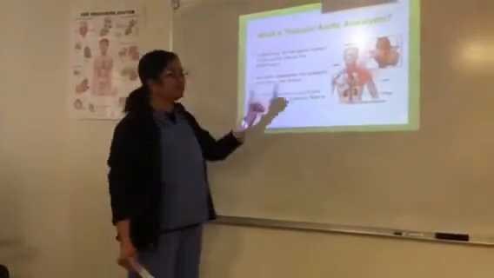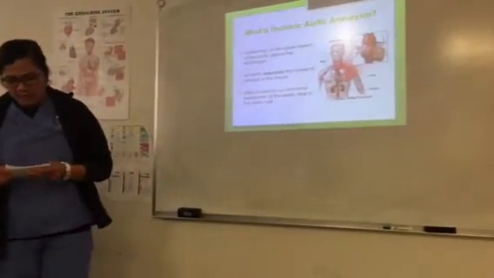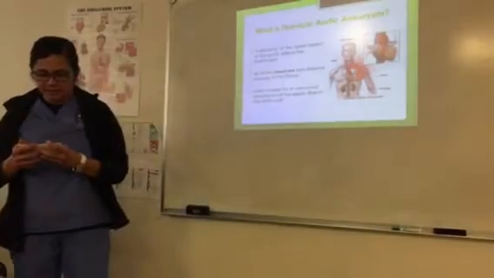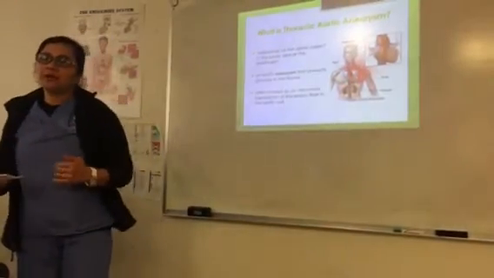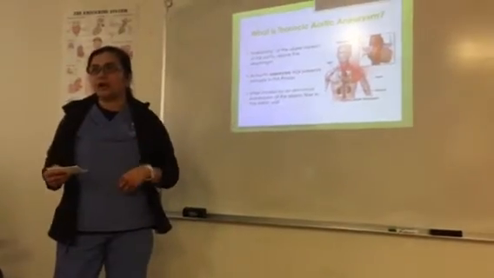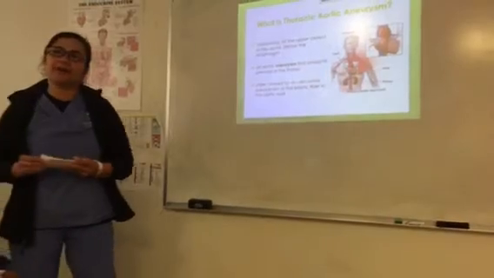Oftentimes, it's caused by an abnormal breakdown of the elastic fiber of the aortic wall. A pseudoaneurysm is a bulge that occurs in the wall of the aorta. The bulge doesn't affect the three tissue layers of the aortic wall. And sometimes this aneurysm can be caused by an accident.